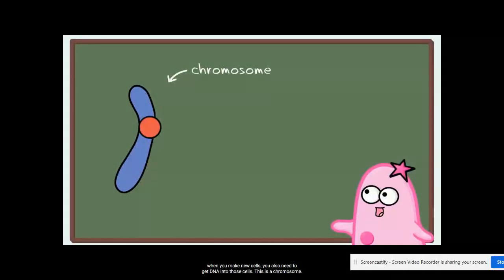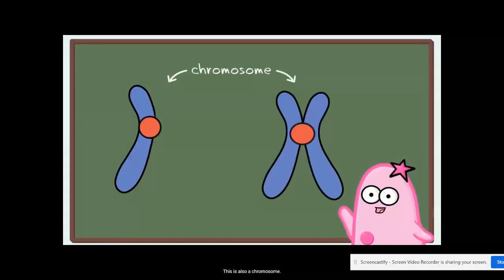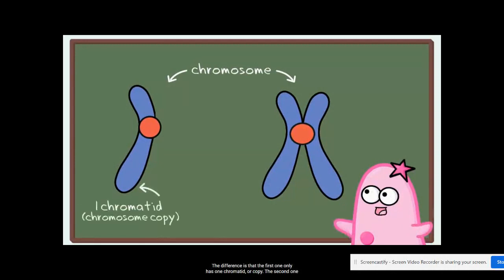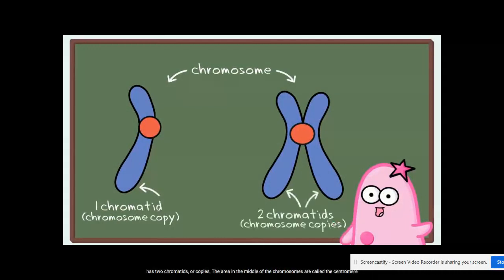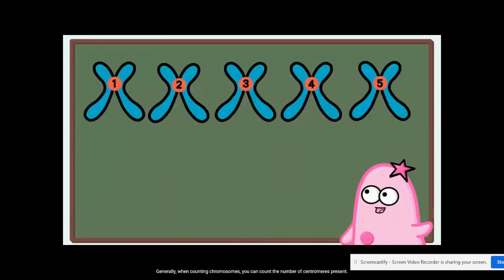This is a chromosome. This is also a chromosome. The difference is the first one only has one chromatid, or copy, and the second one has 2 chromatids, or copies. The area in the middle of the chromosome is called a centromere, and the centromere is where the spindle is going to attach. That's kind of a big deal because that's how you're going to move the chromosomes during any division process. But generally, when you count chromosomes, you can count them by the number of centromeres present.